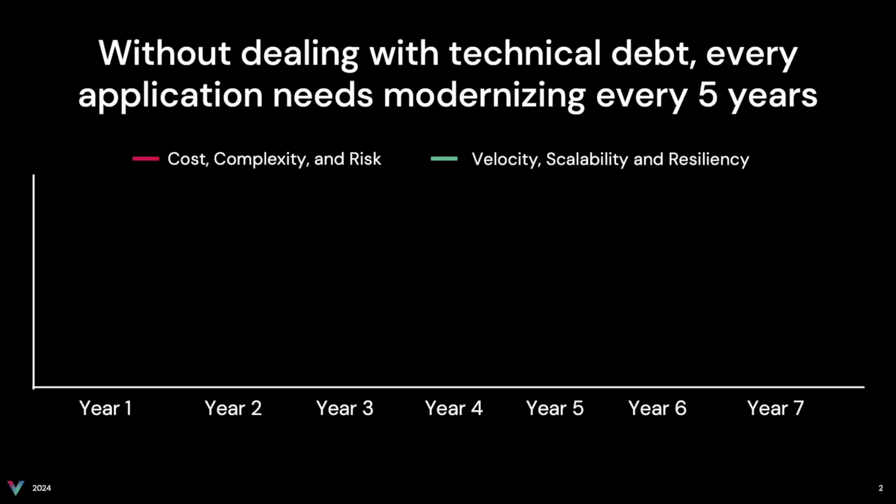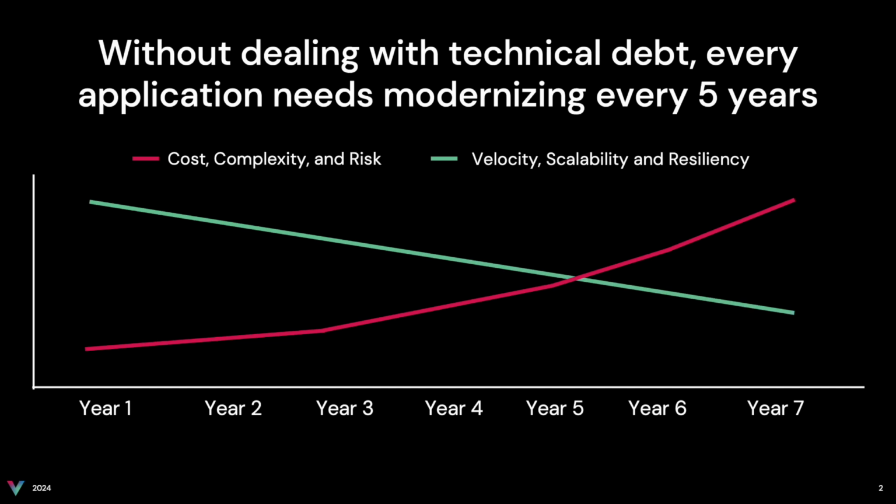So at a high level, the fundamental problem that we deal with is still the same, which is over time, if you don't deal with technical debt, you'll need to modernize your applications, be it every 3 years or 5 years. Over time, cost, complexity, and risk go up. Engineering velocity, scalability, and resiliency of your applications go down. And of course, the underlying reason is technical debt.